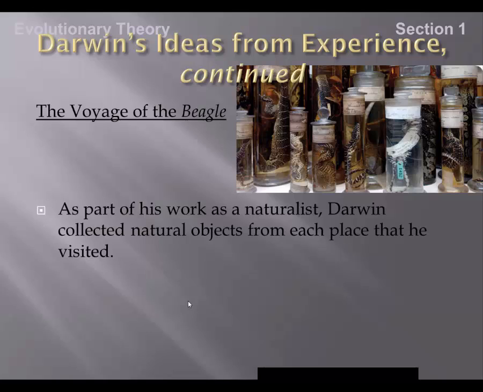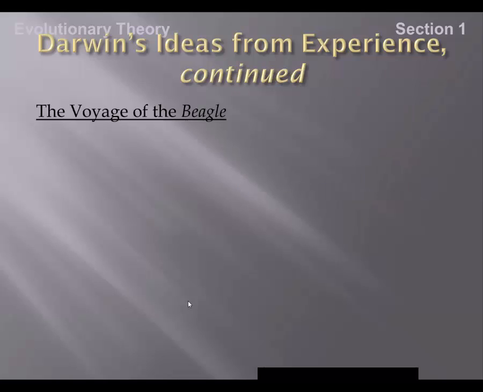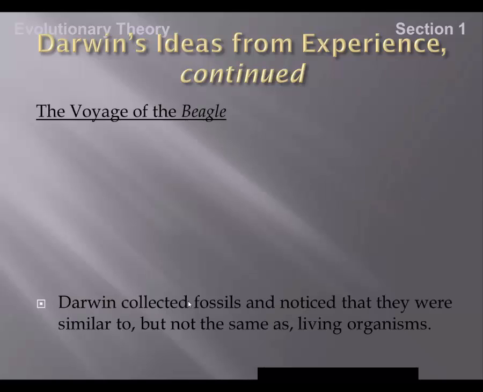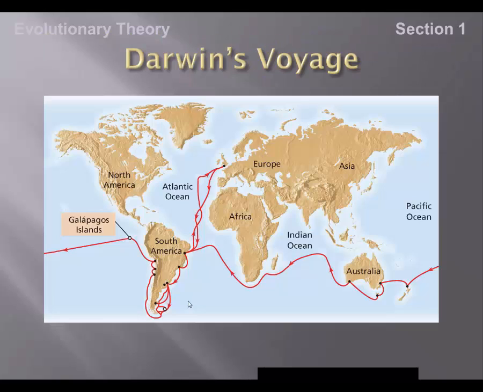As part of his work, he collected objects on a number of different islands and continents as the Beagle traveled around the world. He was hired as a naturalist. He collected fossils, and he noticed that there were similarities between fossils and living organisms. Some of the fossils that he collected had characteristics fairly similar to living organisms that he could actually go out and collect during the days that he was performing his experiments.